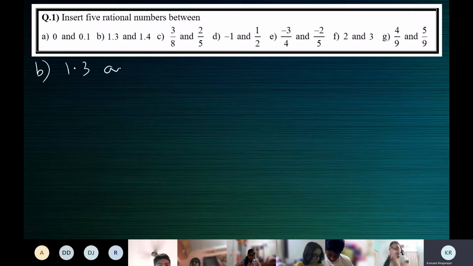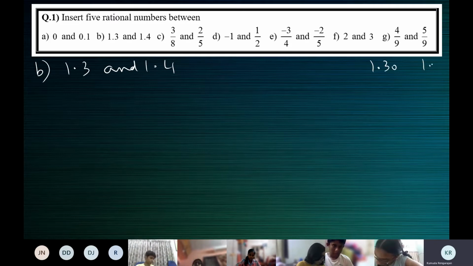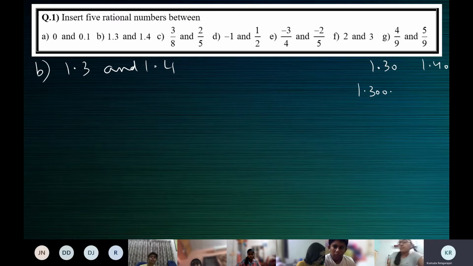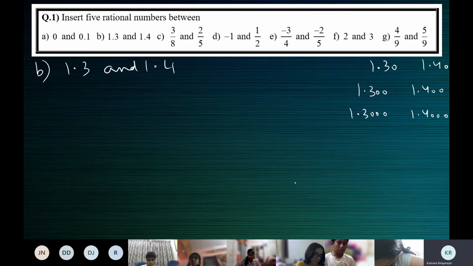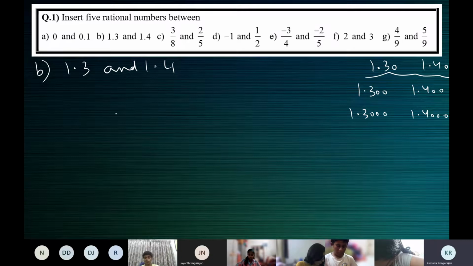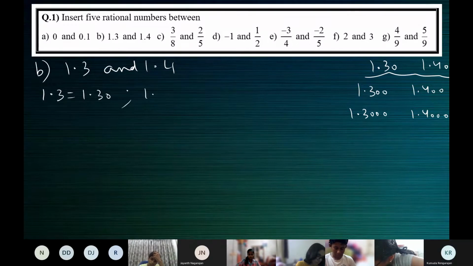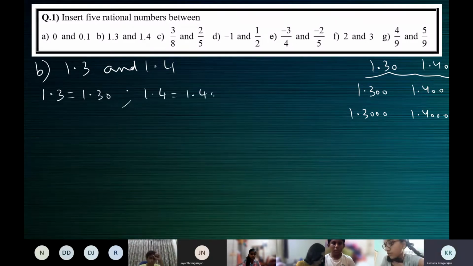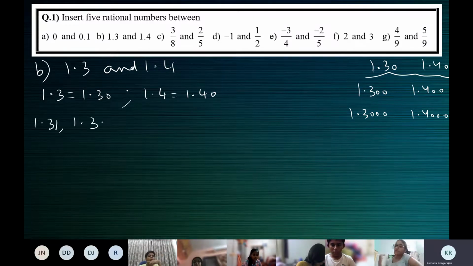So for 1.3 and 1.4, you can treat them as 1.30 and 1.40, which is enough. Or you can treat them as 1.300 and 1.400. That's completely your choice. I'm going with the first one. So 1.3 is also 1.30, and 1.4 is also 1.40.